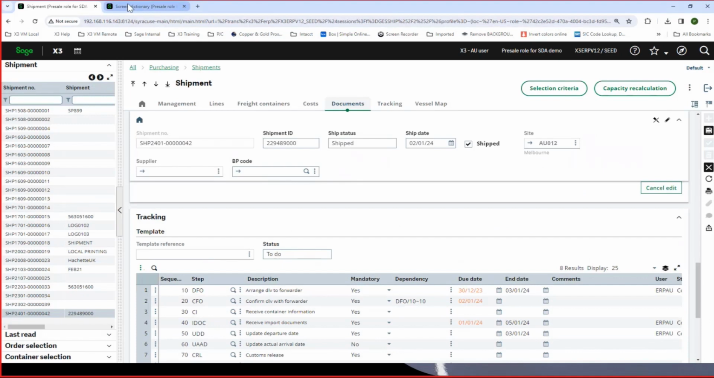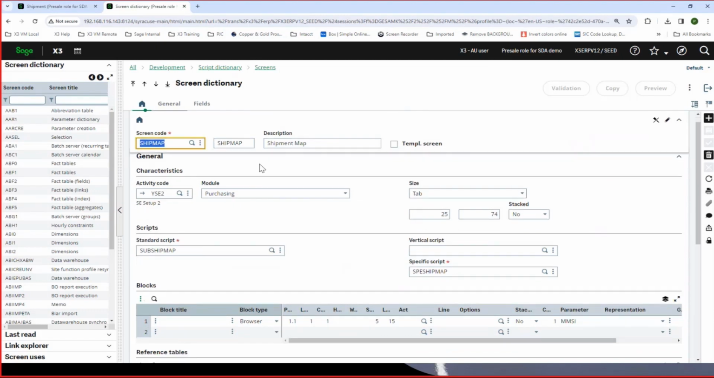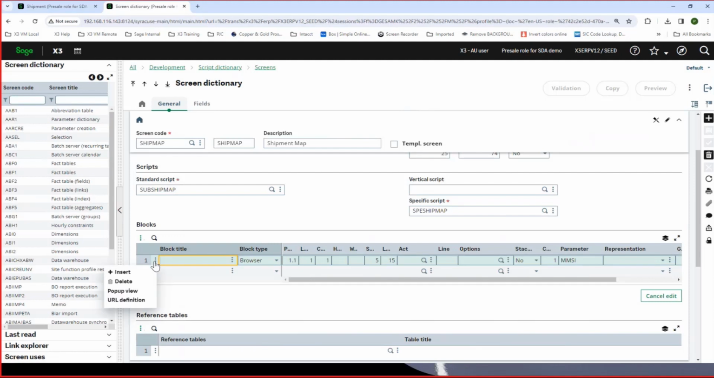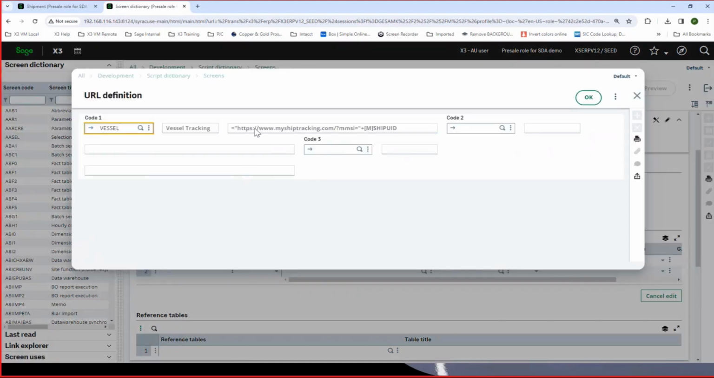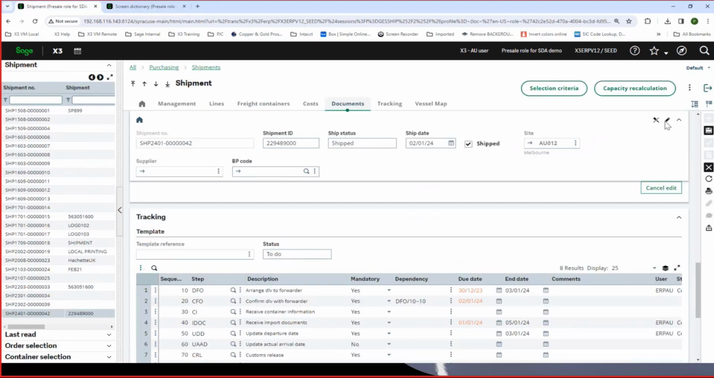The way I did that, just very briefly, using the tools in the development area, I created a new screen called Shipment Map, and using again the standard functionality, I passed the parameter MMSI, and there's the URL. So this is the website that I found, a common website to track ships, and I've passed my shipment ID as a parameter in order to retrieve the right vessel.